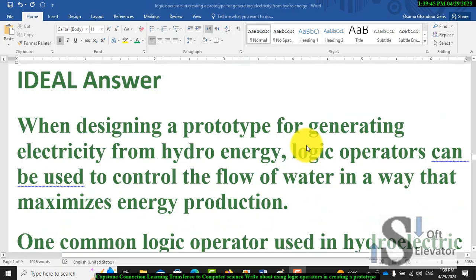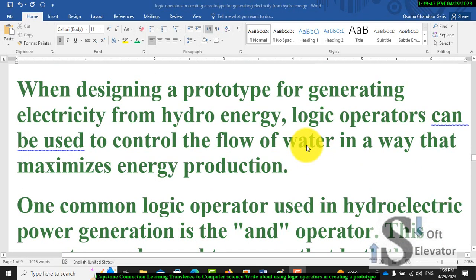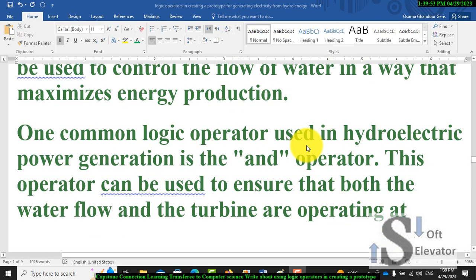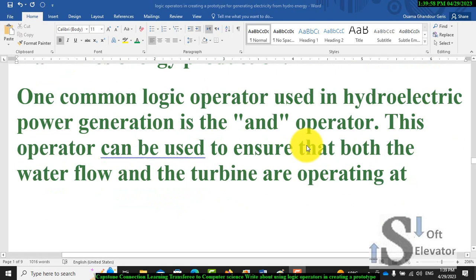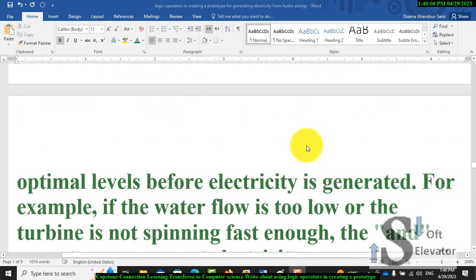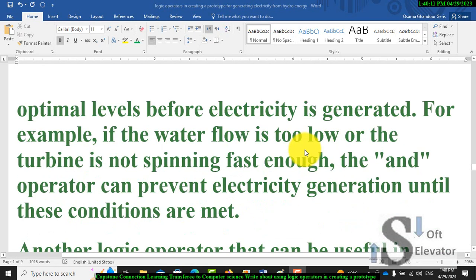So the ideal answer is as follows. One common logic operator used in hydroelectric power generation is the AND operator. This operator can be used to ensure that both the water flow and the turbine are operating at optimal levels before electricity is generated. For example, if the water flow is too low or the turbine is not spinning fast enough, the AND operator can prevent electricity generation until these conditions are met.